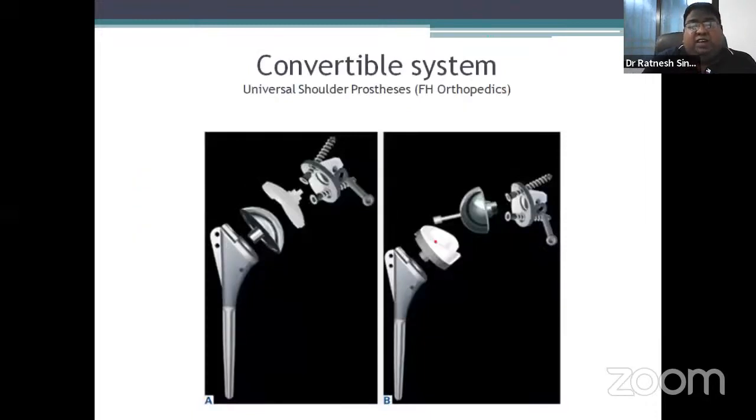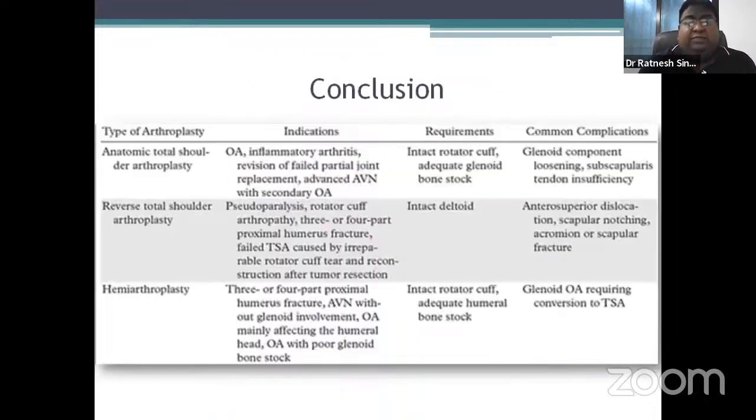There are some universal shoulder prostheses that can be used. Here you have the option of changing from reverse shoulder to total shoulder or total shoulder to reverse shoulder on table also, because they have the common stem and common glenoid component that is available with FH Orthopaedics. I think this system is not available yet in India.